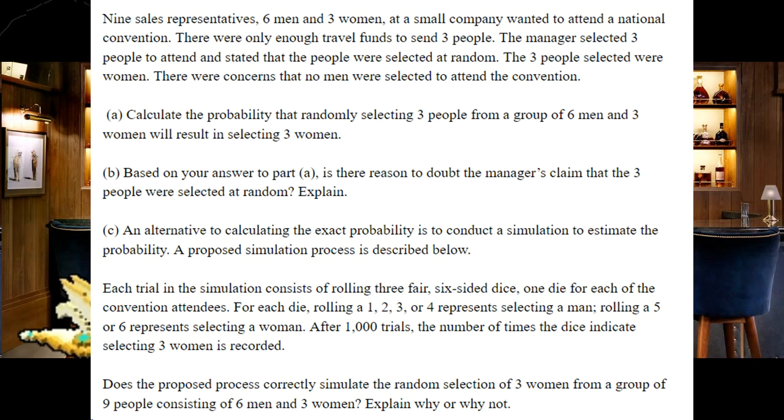And then part C is that an alternative to calculating the exact probability is to conduct a simulation to estimate the probability. A proposed simulation process is described here: each trial in the simulation consists of rolling 3 fair, 6-sided dice, 1 die for each of the convention attendees. For each die, rolling a 1, 2, 3, or 4 represents selecting a man, rolling a 5 or 6 represents selecting a woman. After 1,000 trials, the number of times the dice indicates selecting 3 women is recorded. Does the proposed process correctly simulate the random selection of 3 women from a group of 9 people consisting of 6 men and 3 women? Explain why or why not.